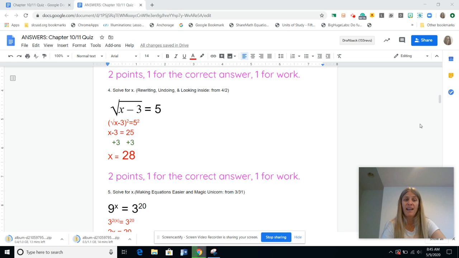Okay, ladies and gentlemen, these are the answers for page 2, problems 4 through 7. So for problem number 4, you're going to solve for x.